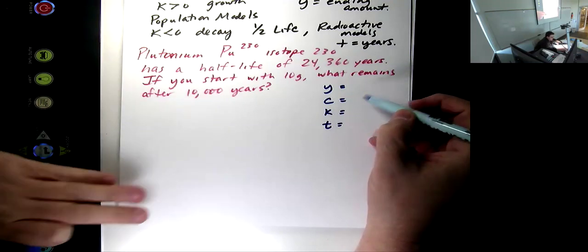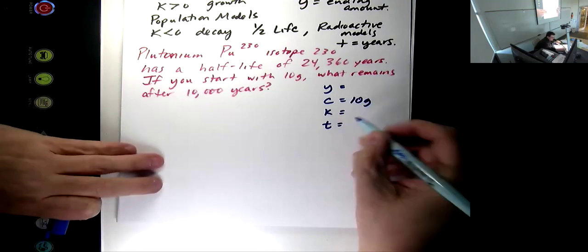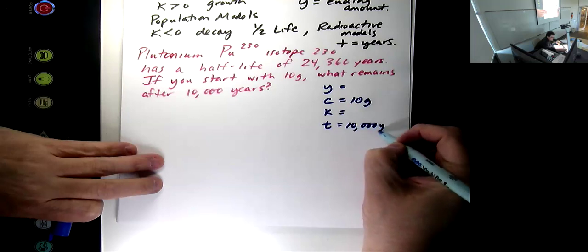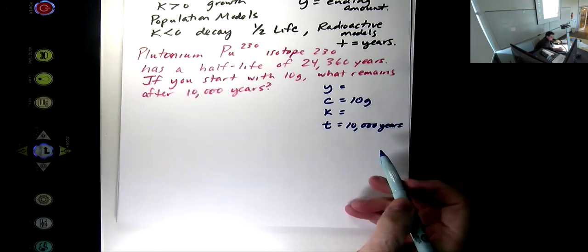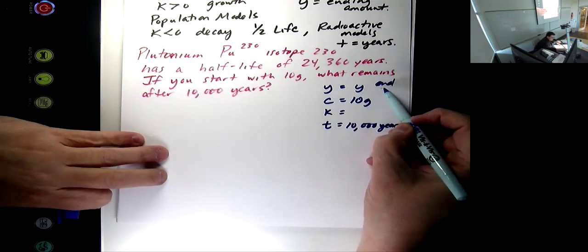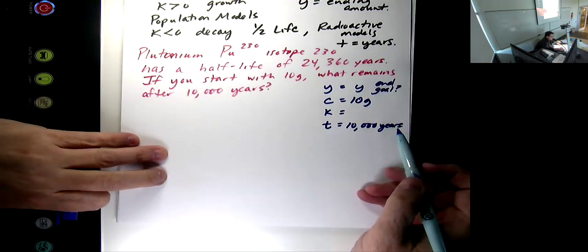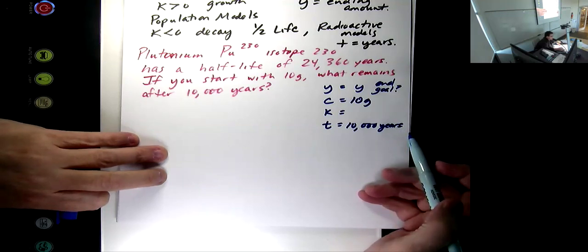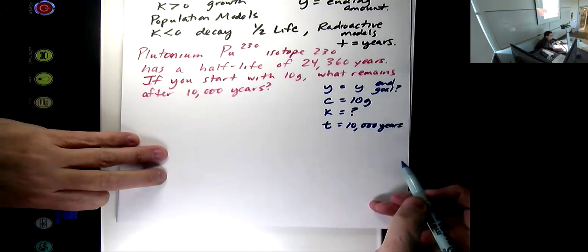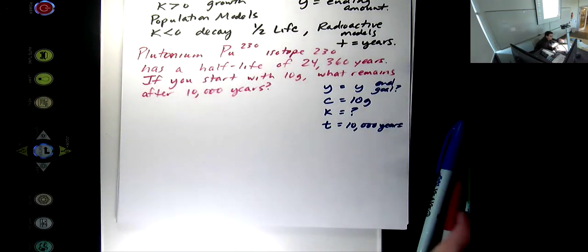I start off with C is 10 grams. I know time is 10,000 years. Y is actually my end goal. How much remains? K is not 24,360. So what's K? So we're gonna have to figure out K before we figure out Y.